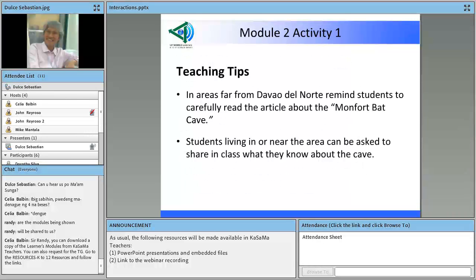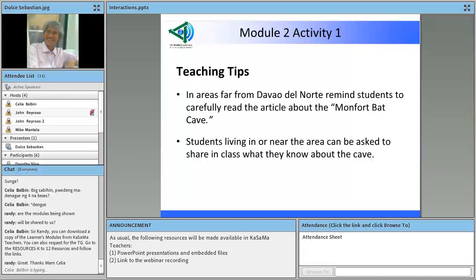Okay, teaching tips. Since the activity would deal with the Montfort Bat Cave, in areas far from Davao del Norte, remind students to carefully read the article and make sure that they really understand and have a clear picture of what the situation is. For students living in or near the area, the teacher can call some students to share in class what they know about the cave, and start the discussion from there.